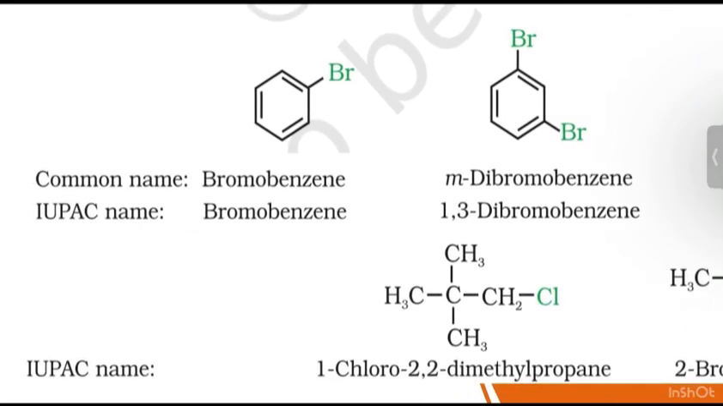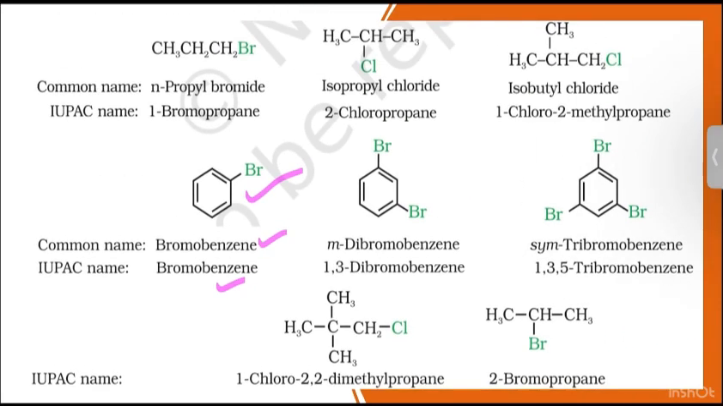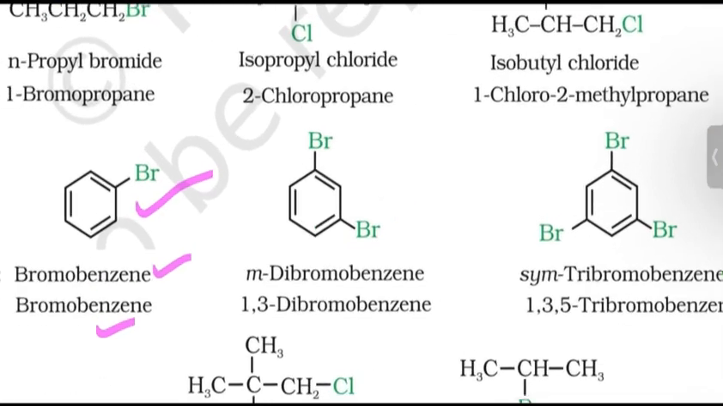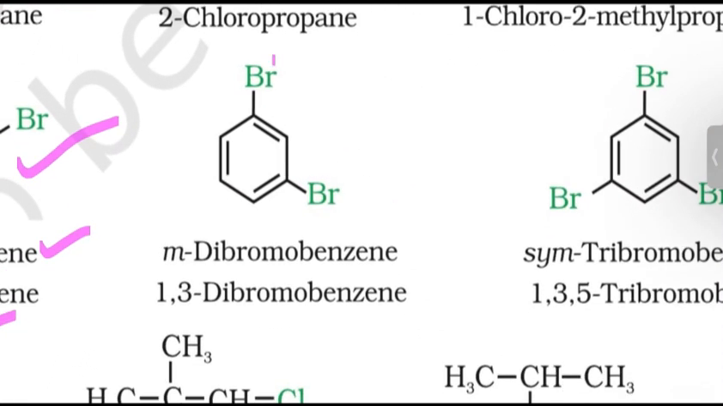Now, you have a haloarene example. This is bromobenzene. The common name and IUPAC name are both the same, because for many compounds, it happens that the IUPAC and common names are the same, like phenol, another example. That will not belong to this chapter, but just an example. So, haloarenes we are discussing. And here you have two bromo atoms attached to the benzene.